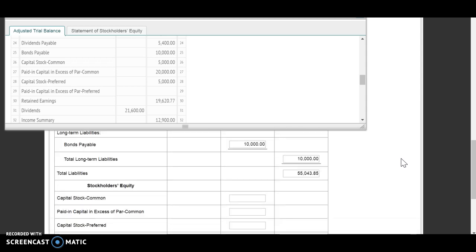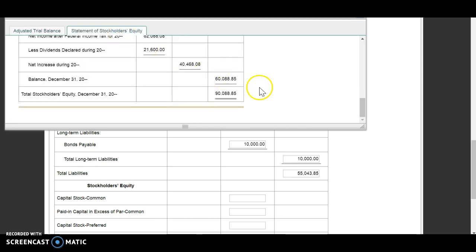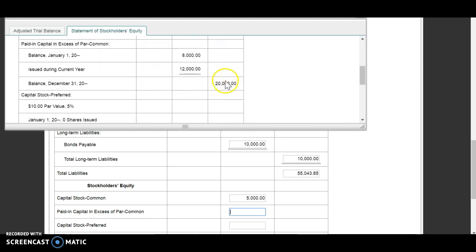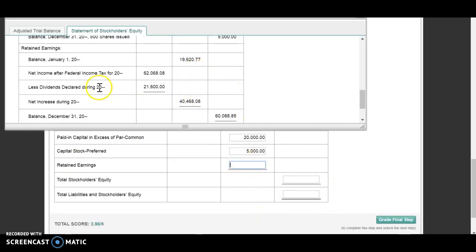Okay, our last section then is our stockholders equity section. First thing is our capital stock common. That we need to go to our statement of stockholders equity for. And here we have our capital stock common. That was a total of $5,000. Next, we're going to look at our paid-in capital in excess of par common, which is $20,000. Next is our capital stock preferred, is $5,000. And our last part for there is our retained earnings, which is $60,088.85.